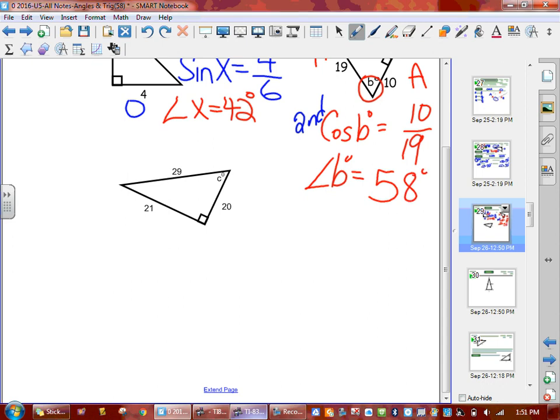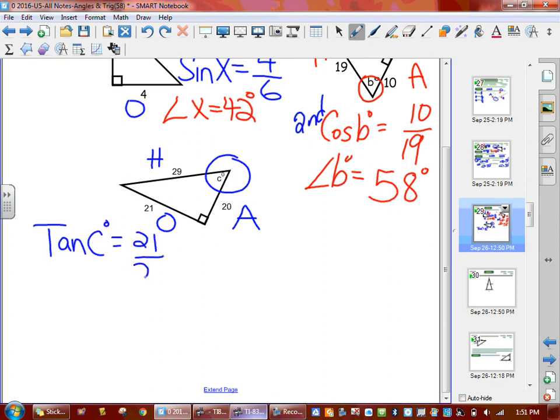Now what do you notice on the next question here? They give you all three sides. When they give you all three, you get to choose whichever one you want to use. Sine, cos, or tan, it doesn't matter. So on this one, I'm going to circle the C, and I'm going to label H, O, and A. We haven't used tan yet, so I'm going to use tan. So tan of C degrees is equal to 21 over 20. So I'm going to hit second tan, 21 divided by 20, and angle C is going to be 46 degrees. Check your work.